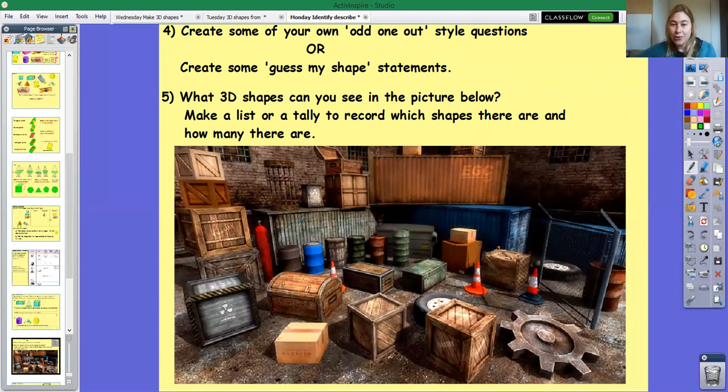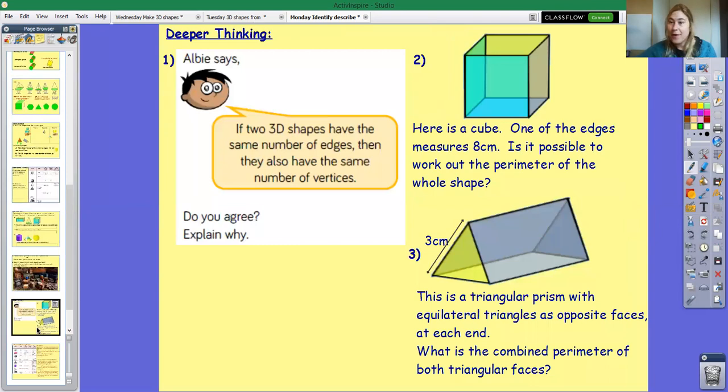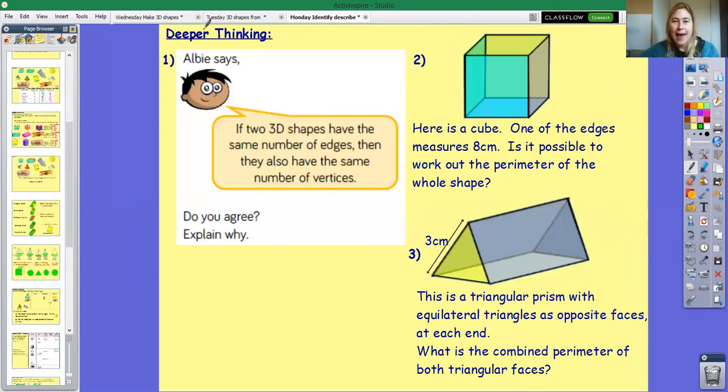You might want to make a list or a tally to record which shapes there are and how many there are. And I'd also like you, as an extra task, to go around your house and see how many different 3D shapes you can see. Again, you might want to make a tally and think about which ones you see more often and why that might be. Finally, there's a deeper thinking challenge, and then there are the answers at the end, so don't skip ahead. It would be great to see what you come up with.